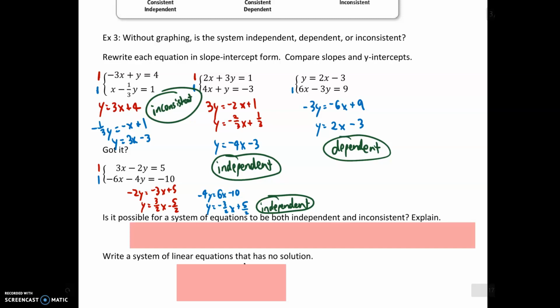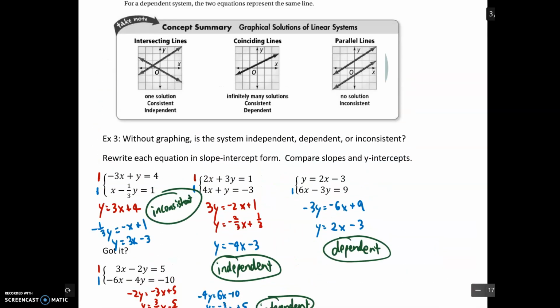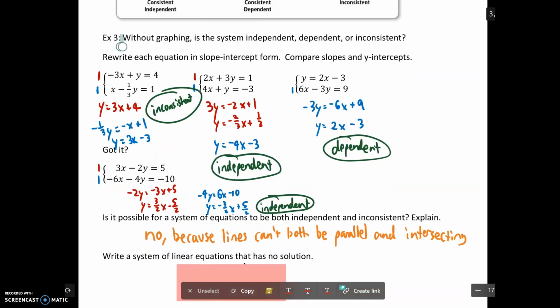So if I was to answer these last couple conceptual questions, is it possible to be both independent and inconsistent? Well, let's go back and see. If it's independent, that would be one solution. If it's inconsistent, that's no solution, so they wouldn't be crossing at all. And we know there's no case where lines can be both parallel and intersecting, so that's my answer here. If they can't be parallel and intersecting, there is not going to be a system that's independent and inconsistent.